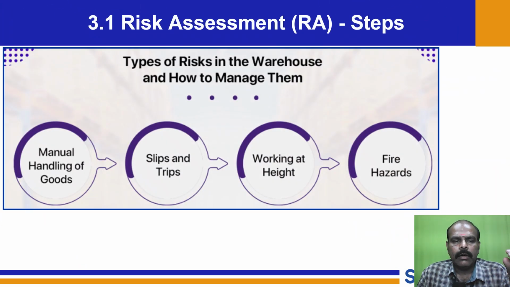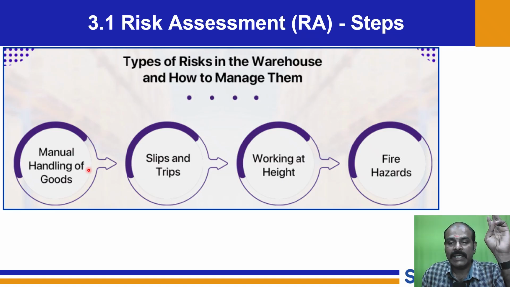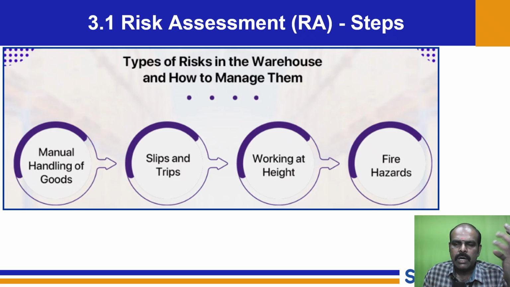And then the types of risks. Though we have plenty of risks, the industrial practice is usually to classify them under these four. First is manual handling of goods. When you go and handle manually, obviously the 25.7% we saw, overexertion, comes into the picture. Lifting a part beyond one's capacity. So first is manual handling of goods.